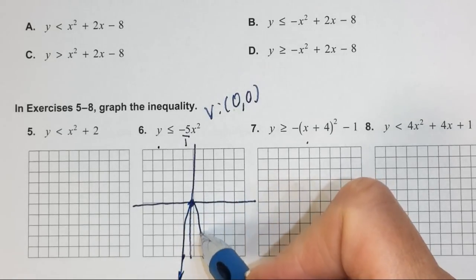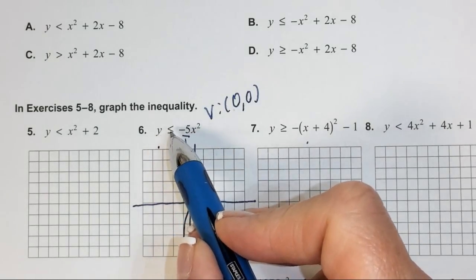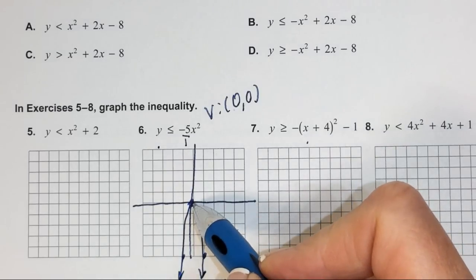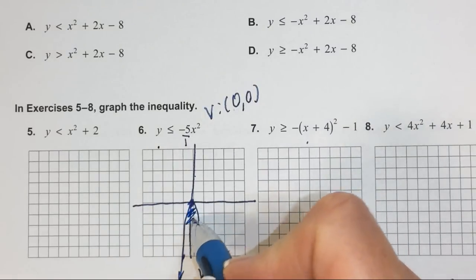It's solid because it's equal to it. We want to shade the y's that are below the parabola. So where are the y's below? Up or down? Down, so it would be inside of here.